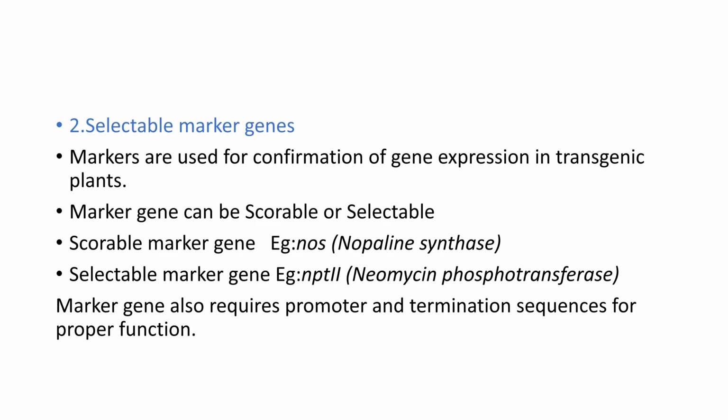So a selectable marker gene is added to the gene construct. Basically, these are used for the confirmation of gene expression in the transgenic plant. And this is essential as a part of the gene construct because achieving incorporation and expression of the transgene in the plant cells is a very rare event, and it occurs in only a few percent of the targeted tissues or cells. So these marker genes are essential.